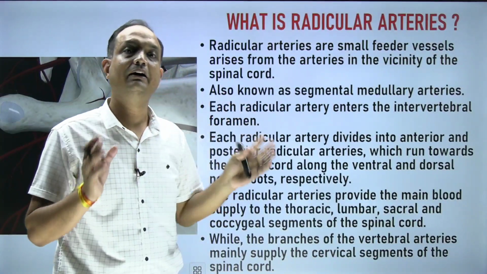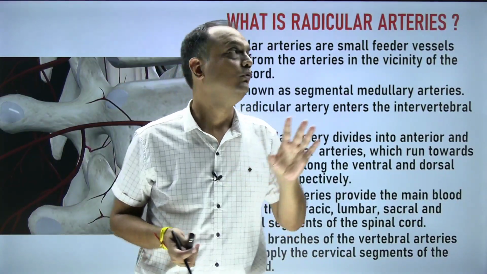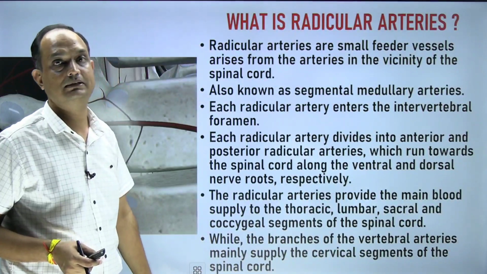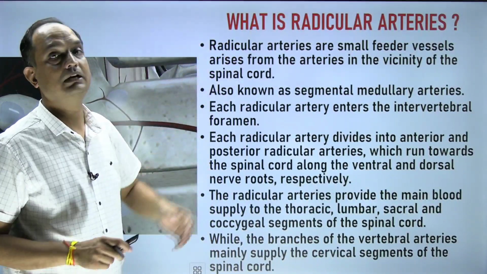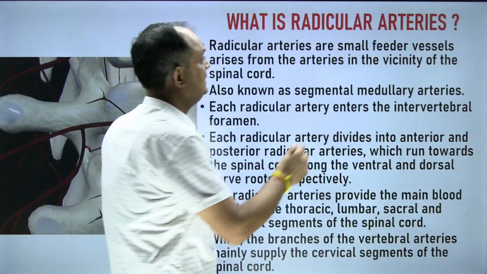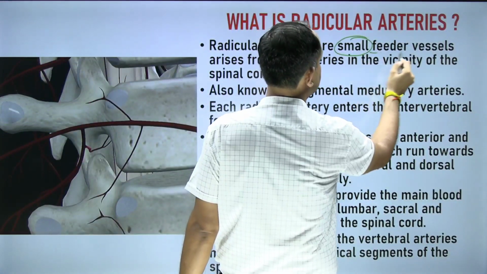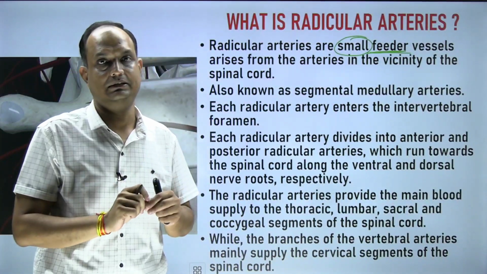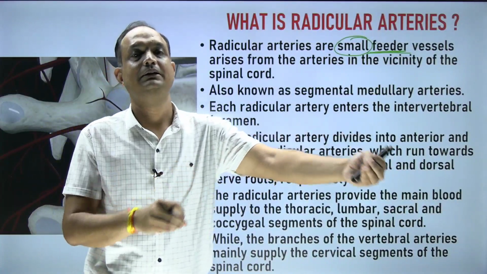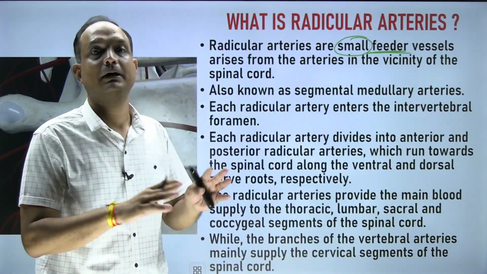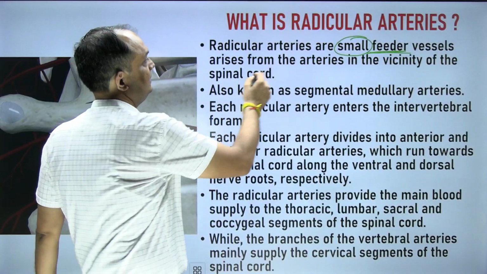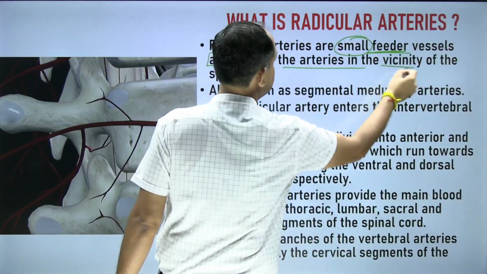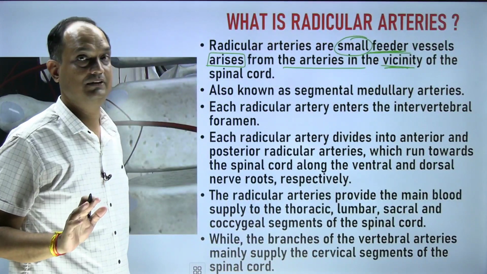Now the next thing is, what is radicular artery? So now you should have the concept. Somebody will ask you, what do you mean by the radicular artery? Then you should always reply in these bold lines. The first thing is that radicular arteries are not longer arteries. These are the small feeders. Clear? They are going to feed the anterior spinal artery, and then the anterior spinal artery will supply blood to the remaining part of the spinal cord. So these are the small feeder vessels, and these arise from the arteries in the vicinity of the spinal cord. This is the first definition.